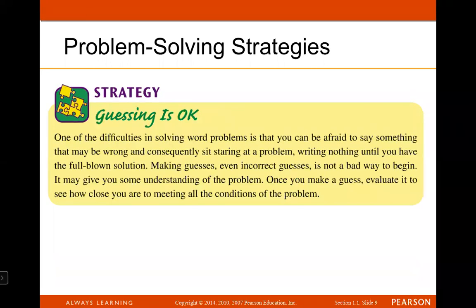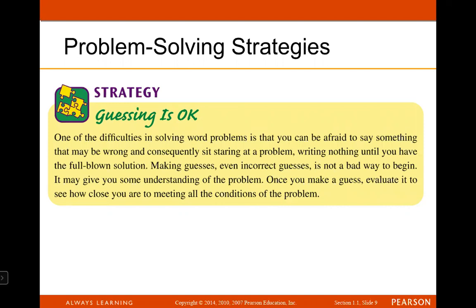One of my favorite strategies is that guessing is okay. One of the difficulties in solving word problems is that you can be afraid to say something that may be wrong, and consequently sit staring at a problem, writing nothing until you have the full-blown solution. Making guesses, even incorrect guesses, is not a bad way to begin. It may give you some understanding of the problem.